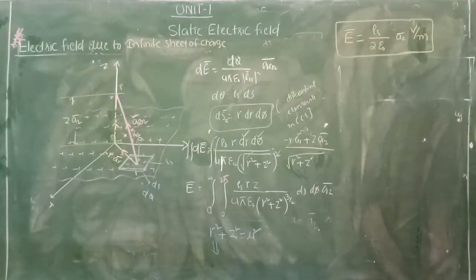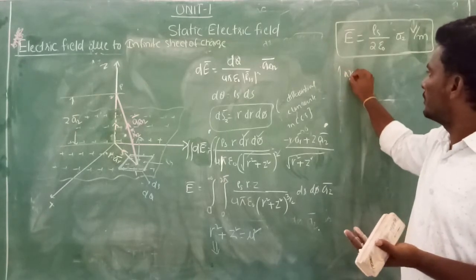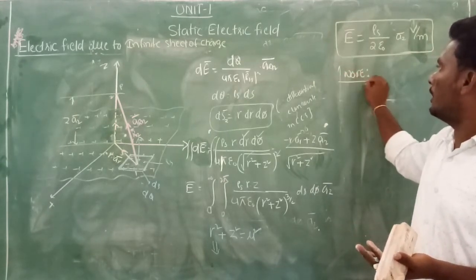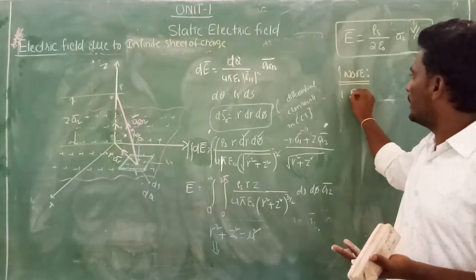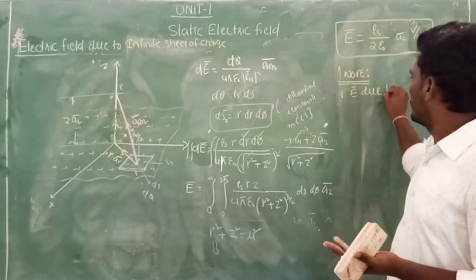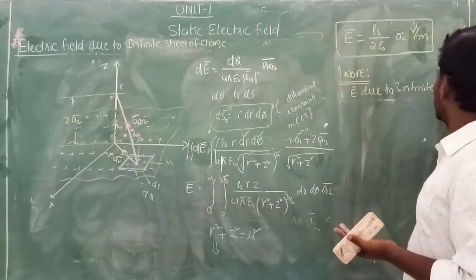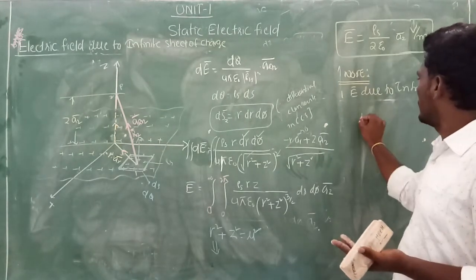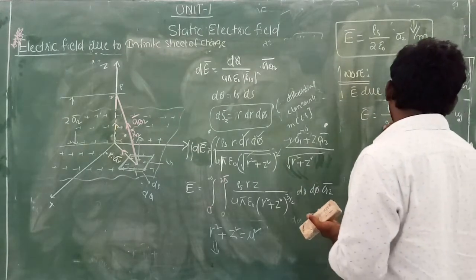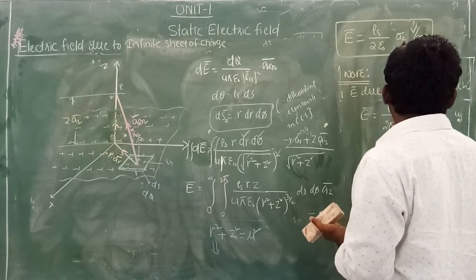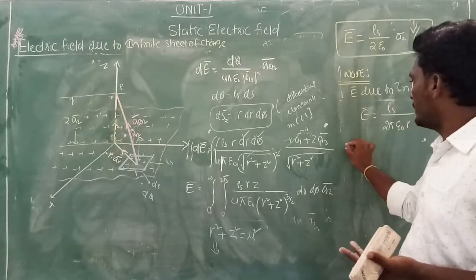Or in general, note, I am writing here the electric field intensities due to different configurations. The first one, E bar due to an infinite line charge, is E bar equal to rho l by 2 pi epsilon naught r into ar bar volt per meter. This is the summary of this class.